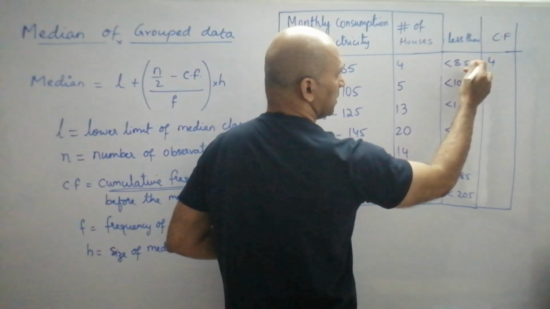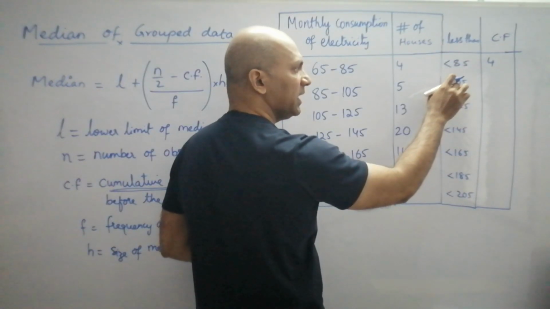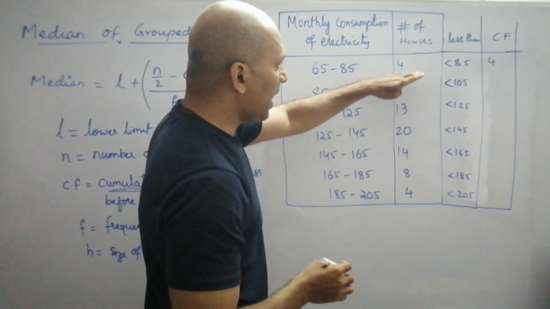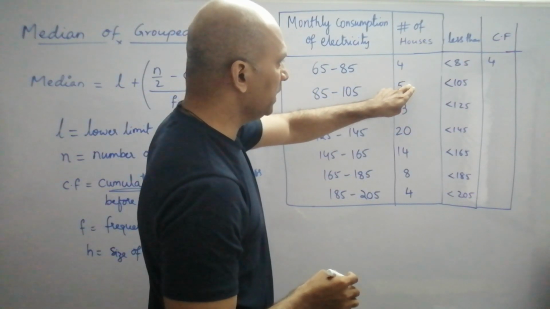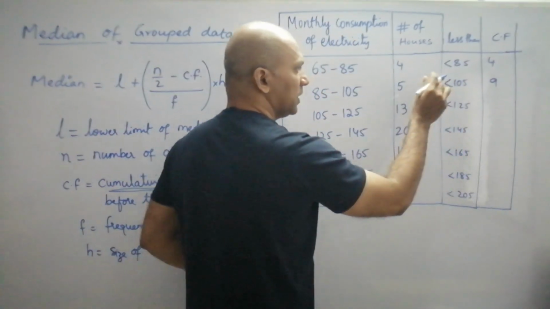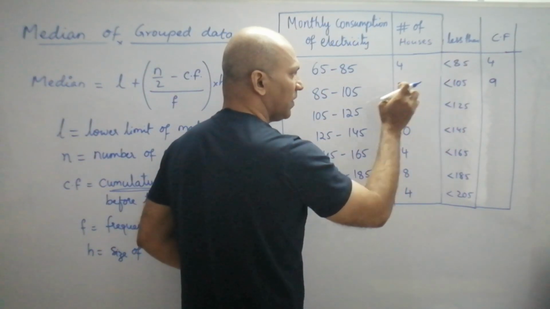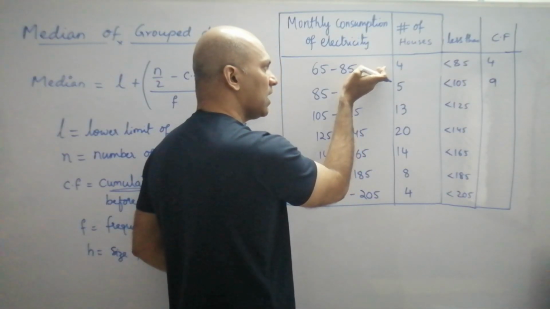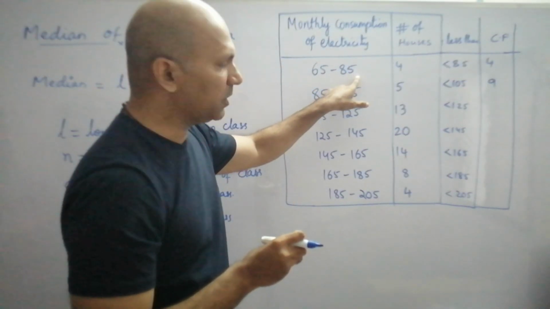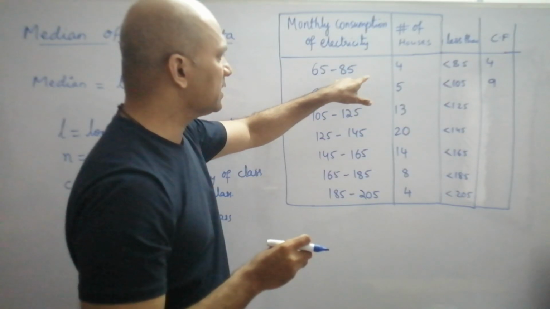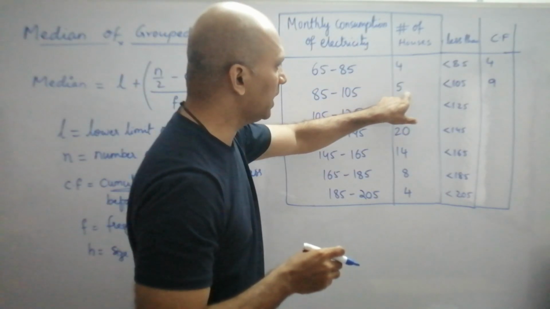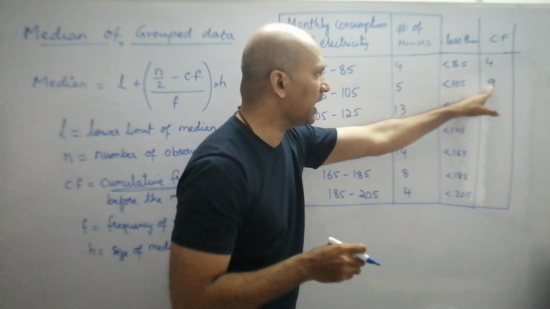How many houses are consuming less than 85 units of electricity? 4 houses. And how many houses are consuming less than 105 units? 5 plus 4, because we need to add this. 5 plus 4 is 9. I hope you understood this. Less than 105 means we should also consider the houses that are using less than 85, isn't it? Because less than 85 will also come in less than 105. So we are adding 4 and 5, which is equal to 9.